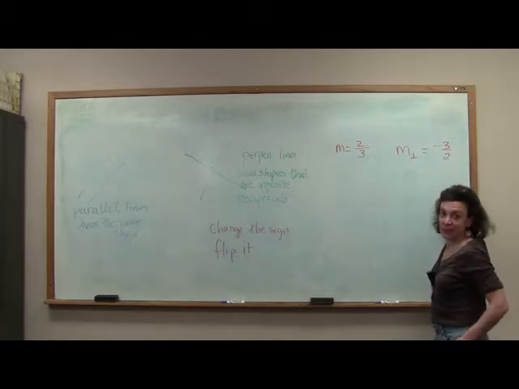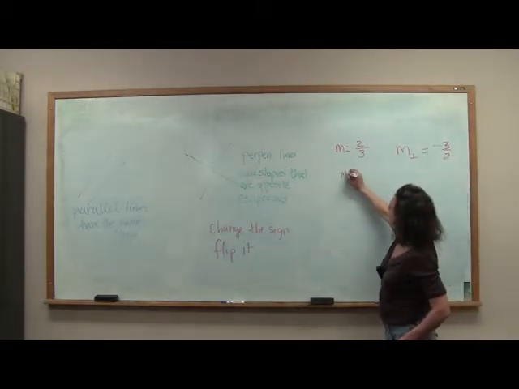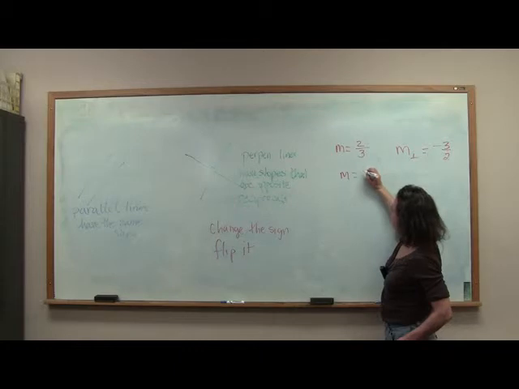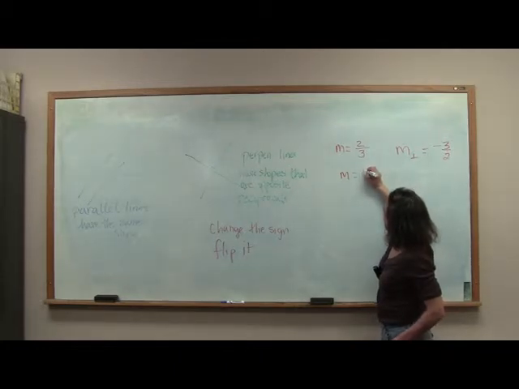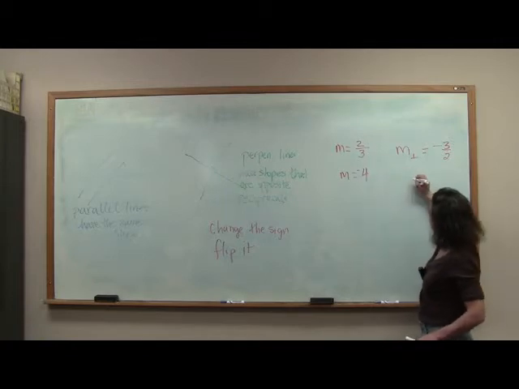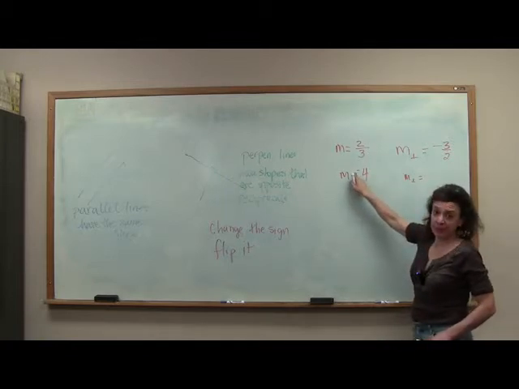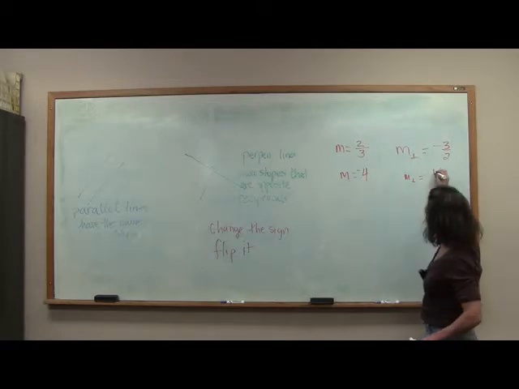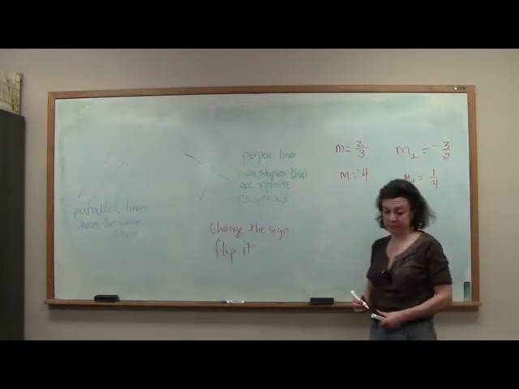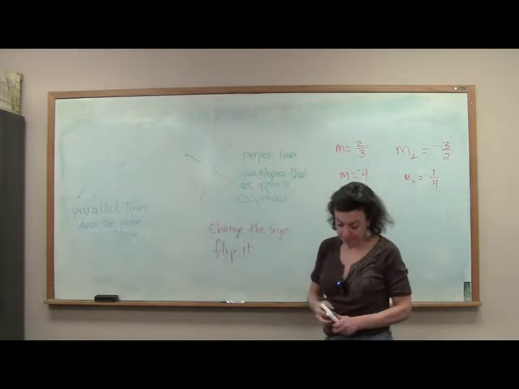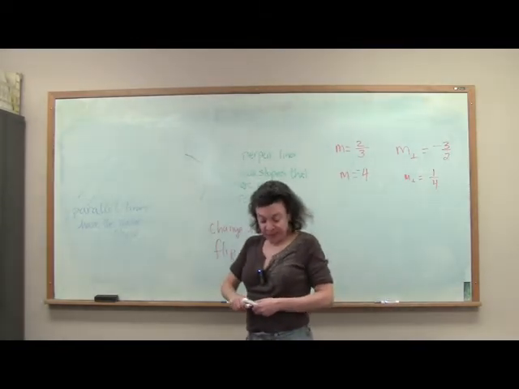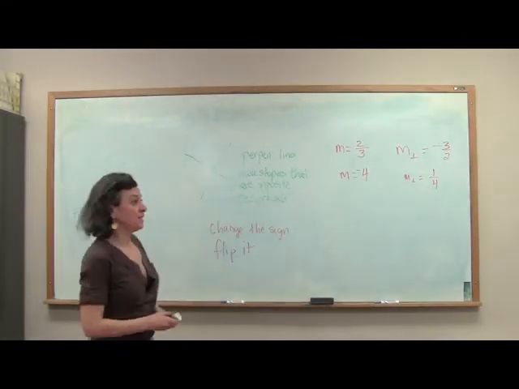So you get -3/2. If my line has a slope of, say, 4, or let's do -4, well, the slope of the line perpendicular to it would be +1/4. Okay? So let us go through one example here.